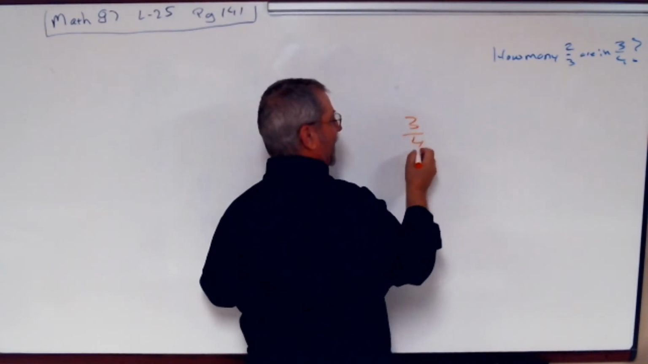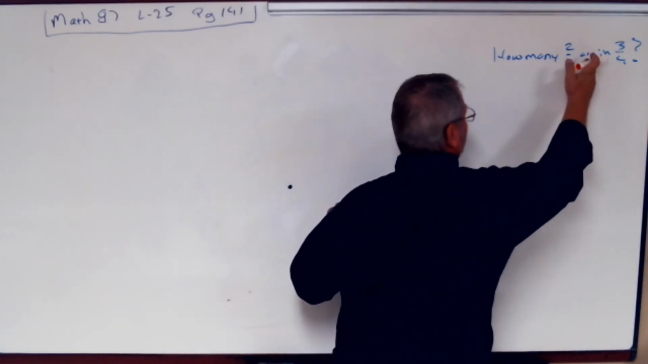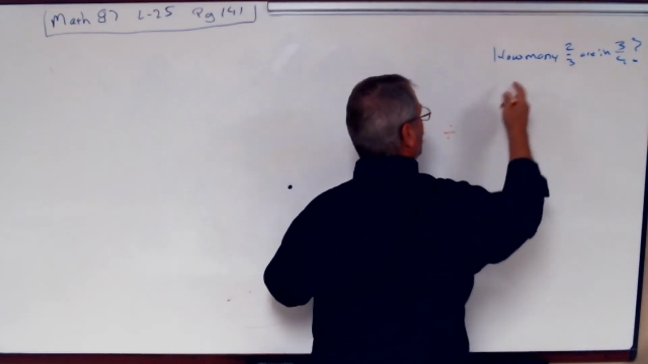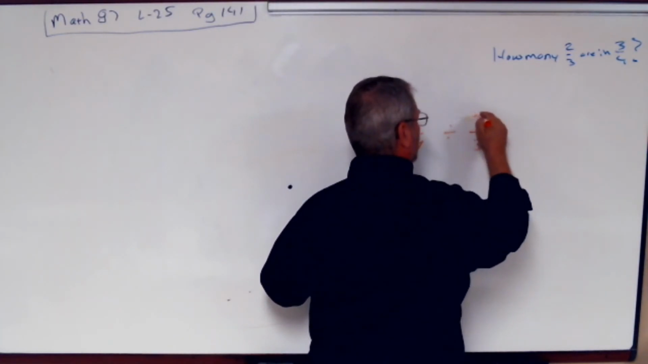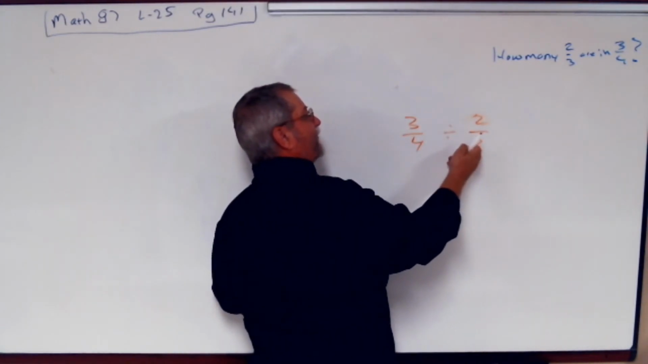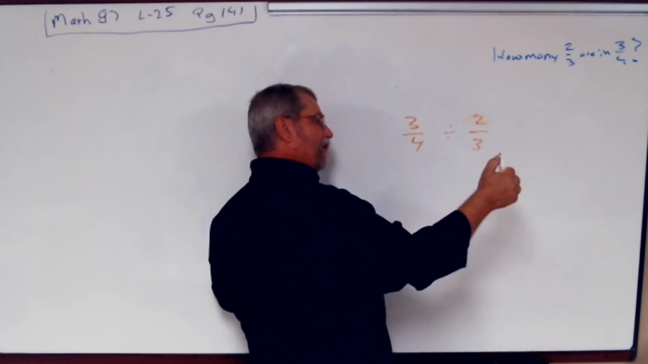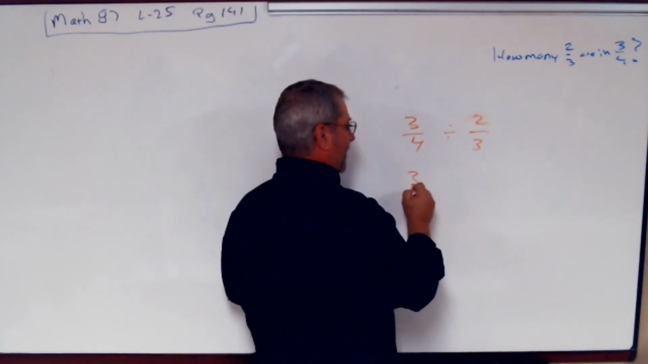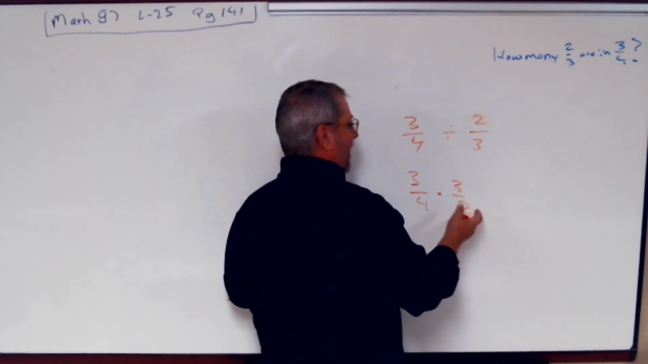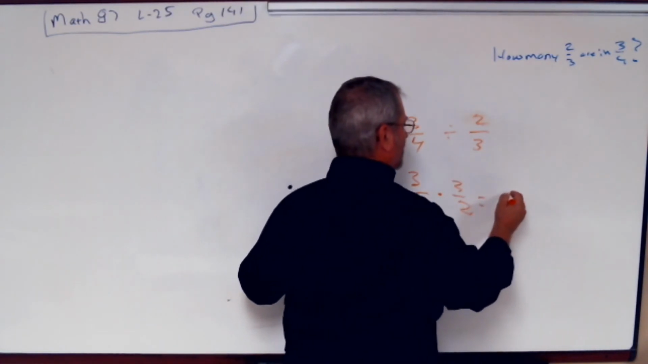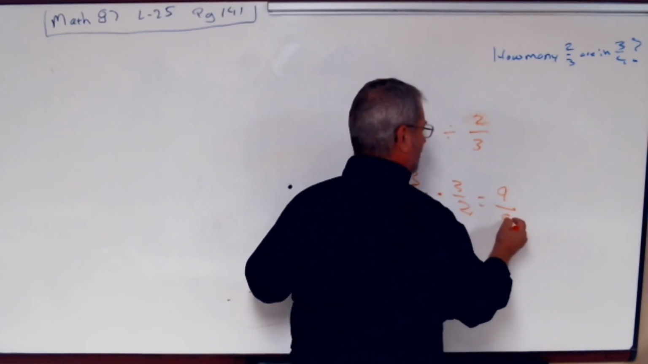You just write it down, divided by the first one. Wow, that's a bad 2. When you're dividing by a fraction, what do you do? You invert and multiply. So I have 3/4 times 3 over 2. There's nothing we can cross cancel, so it is just 9 over 8.